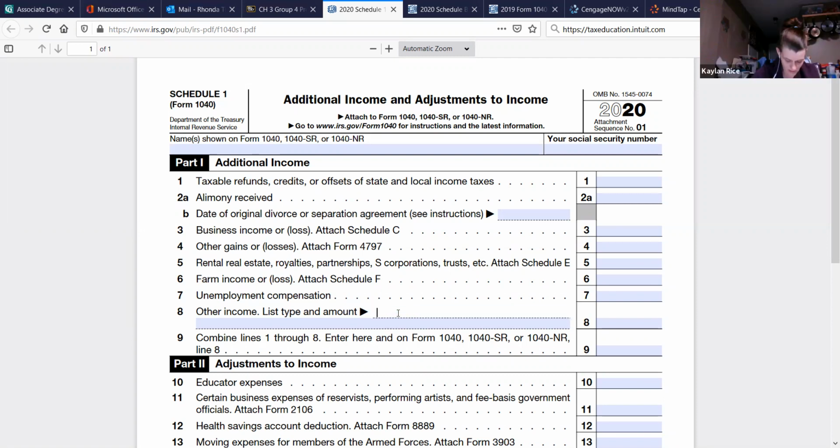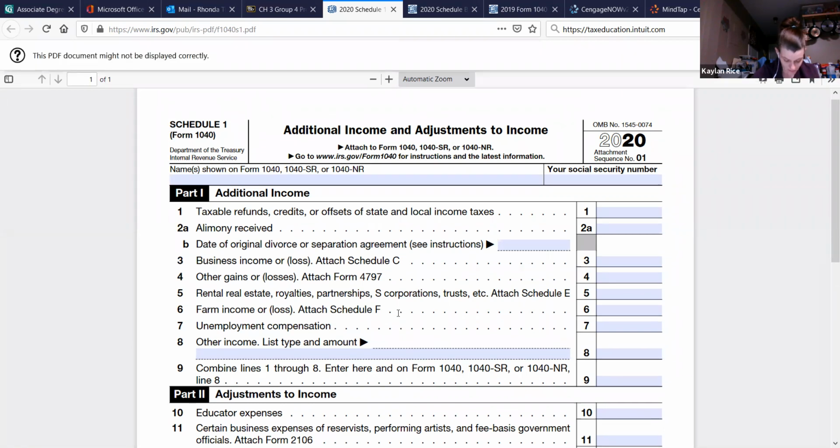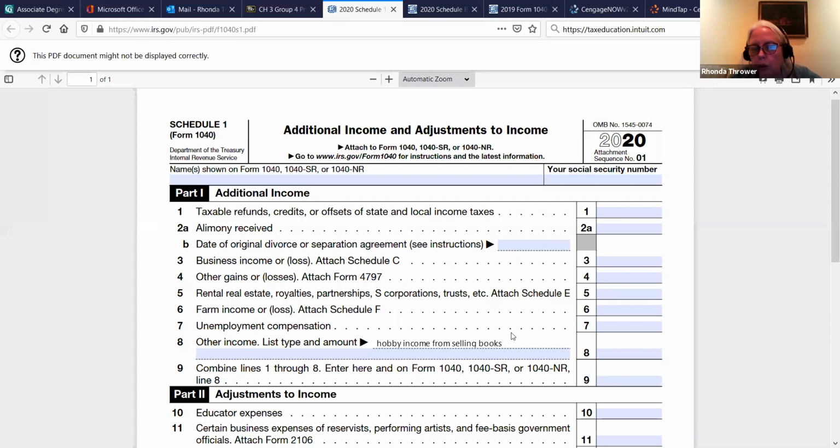Now that's just what he received from selling the books, right? Right, that's the 3,500. So I'm just going to put hobby income here from selling books, so you'll know what we're talking about. Is that okay there? And it's the difference between what he sold them for and what they cost him. So it's going to be $500 that would go here. Are you okay with that? It was a profit, so this has to be a positive number here.